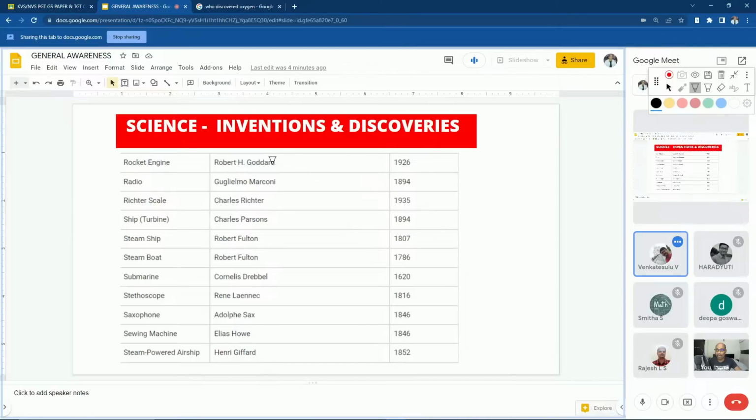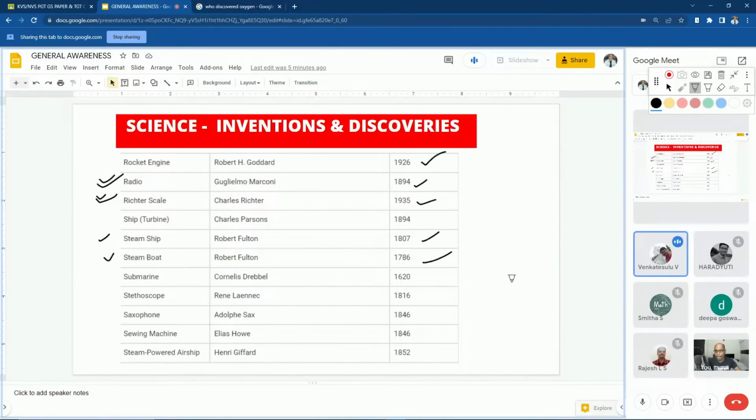Rocket engine, Robert H. Goddard, 1926. Radio, Guglielmo Marconi, 1894. And Richter scale. Sir, is the spelling correct? Correct. Richter scale, Charles Richter, 1935. Ship turbine, Charles Parsons, 1894. And steamship, Robert Fulton, 1807.